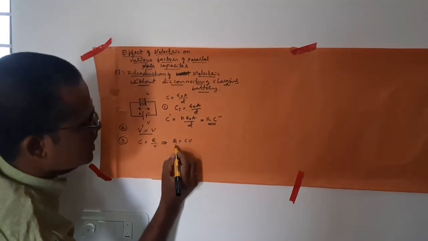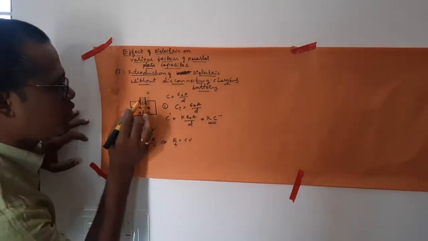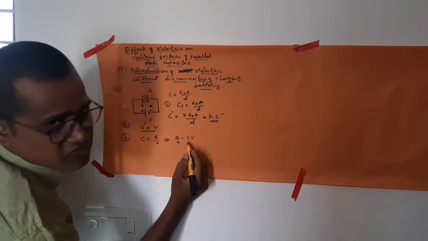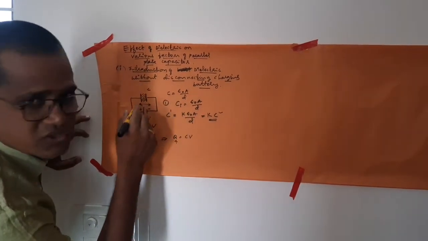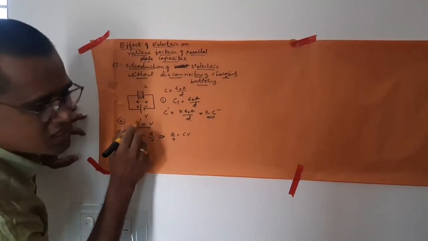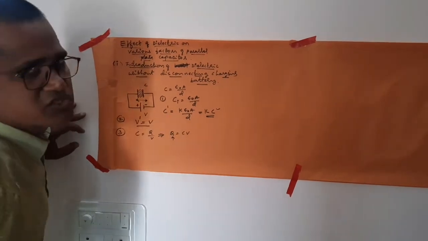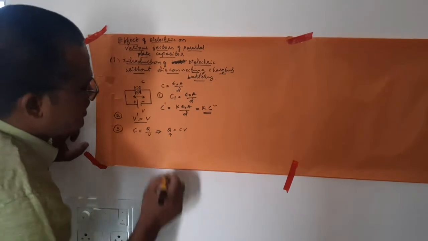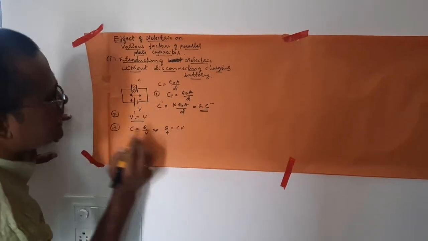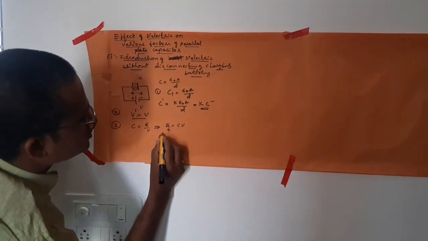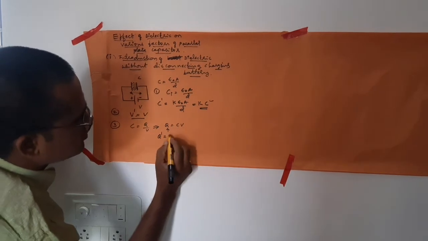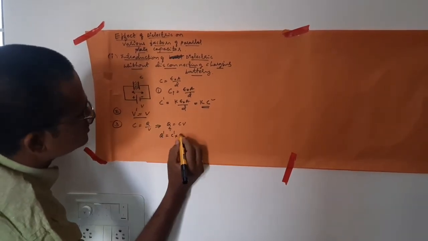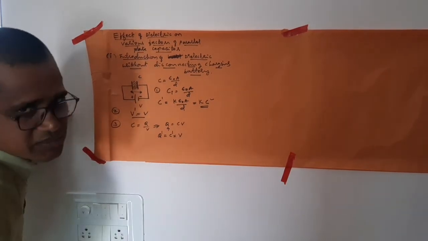Here Q is the charge stored before we put the dielectric between the plates, C is the capacity of the capacitor before we introduce the dielectric, and V is the potential difference applied across the capacitor by the battery. Once we put the dielectric, the capacity becomes C dash. What about voltage? Voltage doesn't change. The potential difference across the capacitor remains the same.